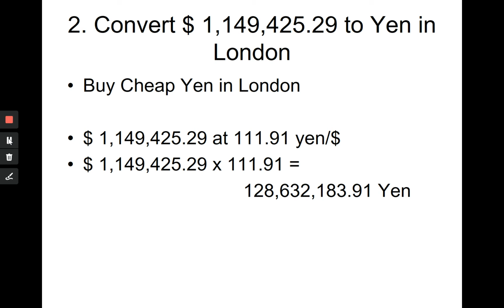Of course, you could also reason that for every dollar you get 111.91 yen. So, how many yen do you get for 1,149,425.29 dollars multiplied by 111.91?